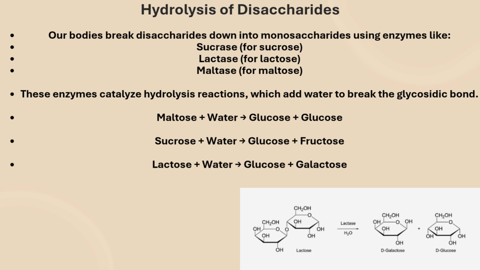Maltose is broken down into two glucose molecules when water is added. Sucrose splits into glucose and fructose. Lactose breaks down into glucose and galactose. This process is essential because only monosaccharides can be absorbed into the bloodstream and used by our bodies for energy.